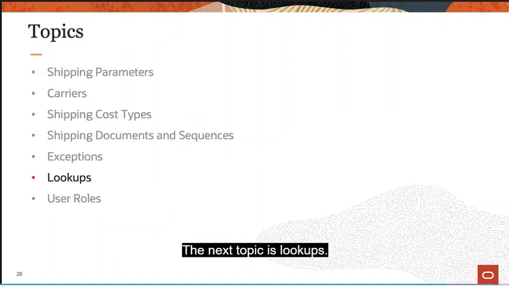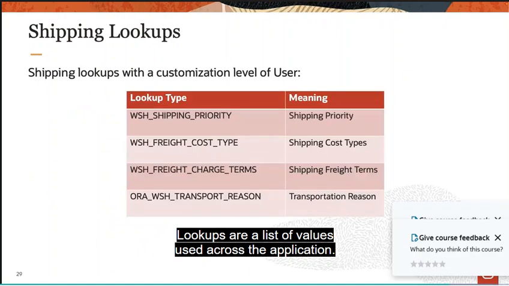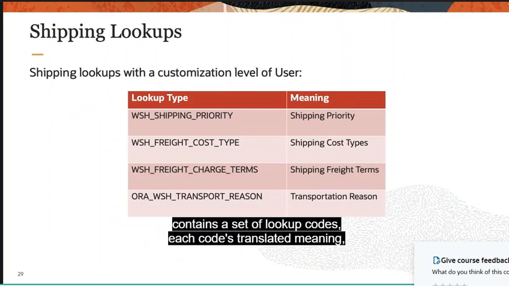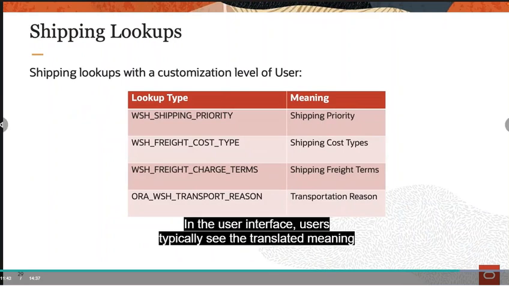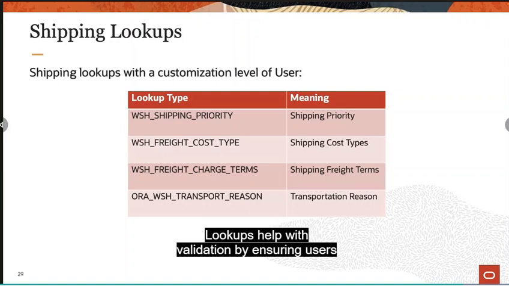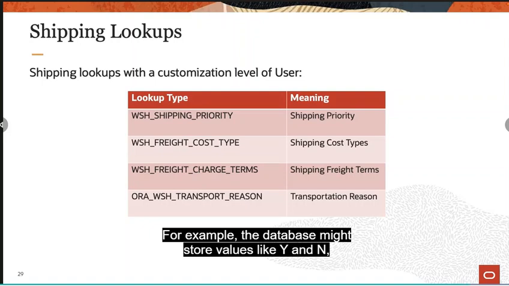The next topic is lookups. Lookups are used across the application. A lookup is defined through a lookup type, which contains a set of lookup codes, each code's translated meaning, and optionally a tag. In the user interface, users typically see the translated meaning as the selectable values. Lookups help with validation by ensuring users select from a controlled list with no duplicates. For example, the database might store values like Y and N, but the user selects yes or no, or the translated equivalents in the UI.